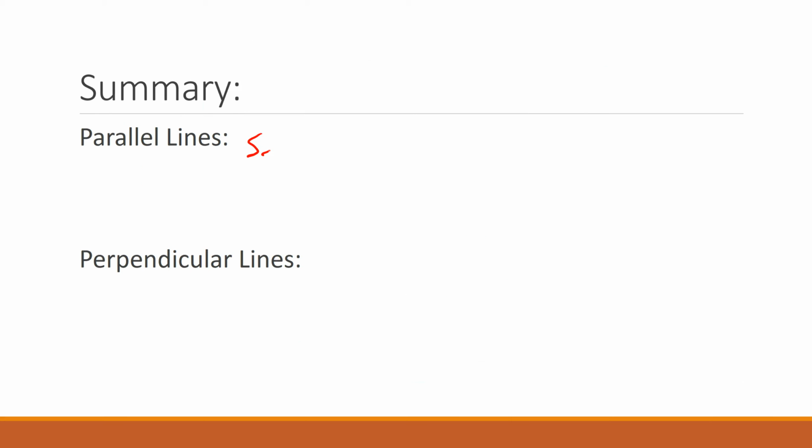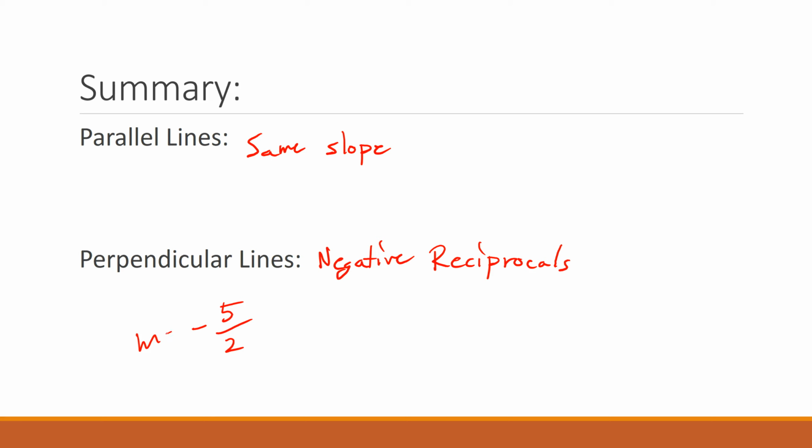Remember, parallel lines, they have the same slope. Perpendicular lines have negative reciprocal slopes. So if, for example, you have a line with a slope of -5/2, the perpendicular line will have a slope of 2/5. I flip the fraction and I make it the opposite sign.